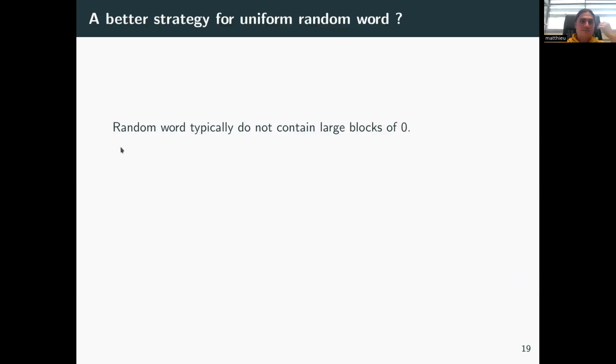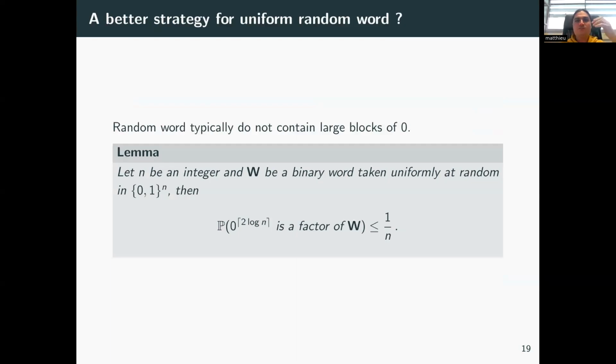So as I said, if you take a random word, then it shouldn't contain a large block of zeros. More precisely, I can give the following statement. If I have the word W, which is taken uniformly at random amongst all words of length n, then the probability that I have a block of zeros of length 2 log n is less than 1/n.